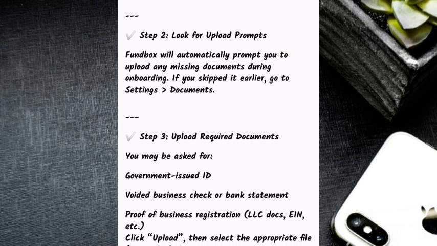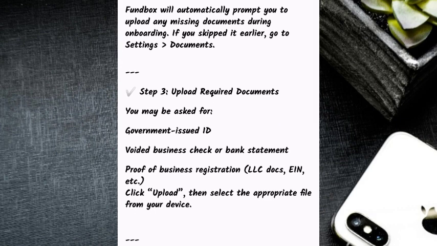Step 3 is to upload the required document. So you may be asked for government issued identification card, voided business checks or bank statements, also proof of business registration, that's the LLC documents, EIN documents, etc. So you just click upload and then select the appropriate file from your device.